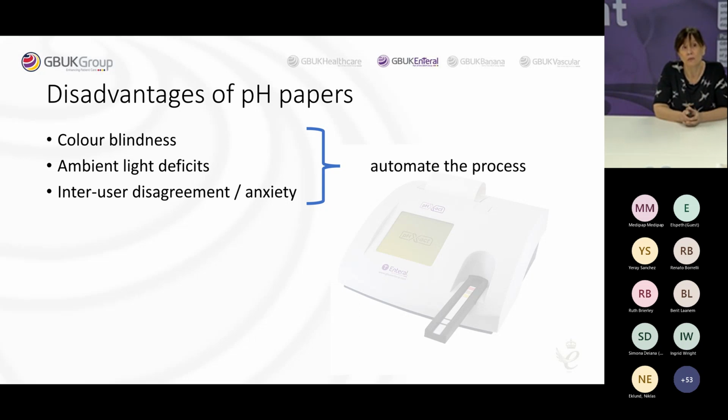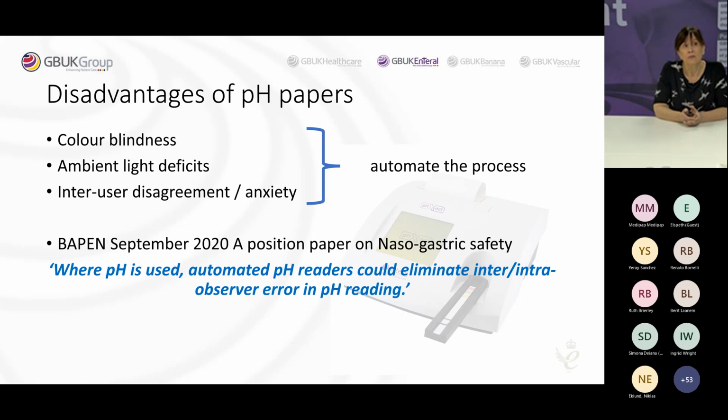And to automate the process, in 2020, BAPEN came out with the following statement in their position paper: where pH is used, automated pH readers should eliminate the intra-observer error in reading pH. So to take all of the human error factors out of it, we should automate that process.